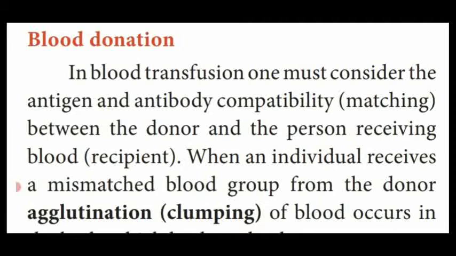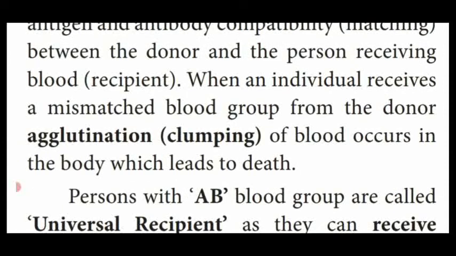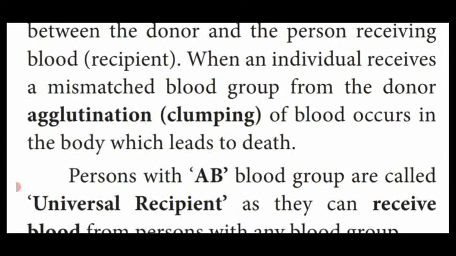When an individual receives mismatched blood group from the donor, agglutination or clumping of blood occurs in the body which leads to death. That means if the donor and recipient have different blood groups and the blood is donated from the donor to the recipient, agglutination or clumping occurs in the body. It leads to the death of a person.